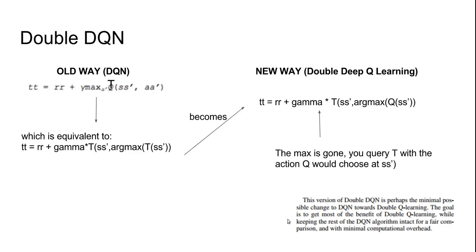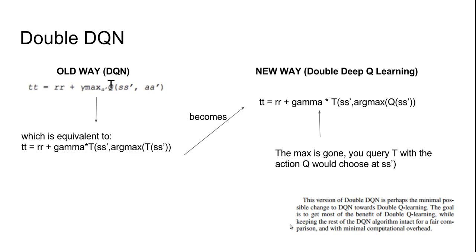And then just an excerpt from the paper here. This version of double DQN is perhaps the minimal possible change to DQN towards double Q learning. And their goal here was to get the benefit of double Q learning, but keep it as similar to DQN as possible so they could compare them fairly. So that's why they call it double DQN. It's actually a hybrid of DQN and double Q learning, which is another algorithm.